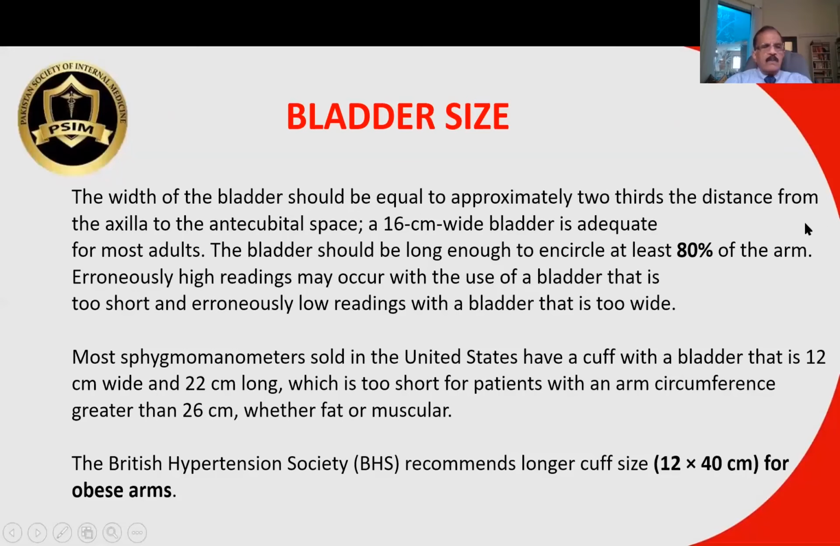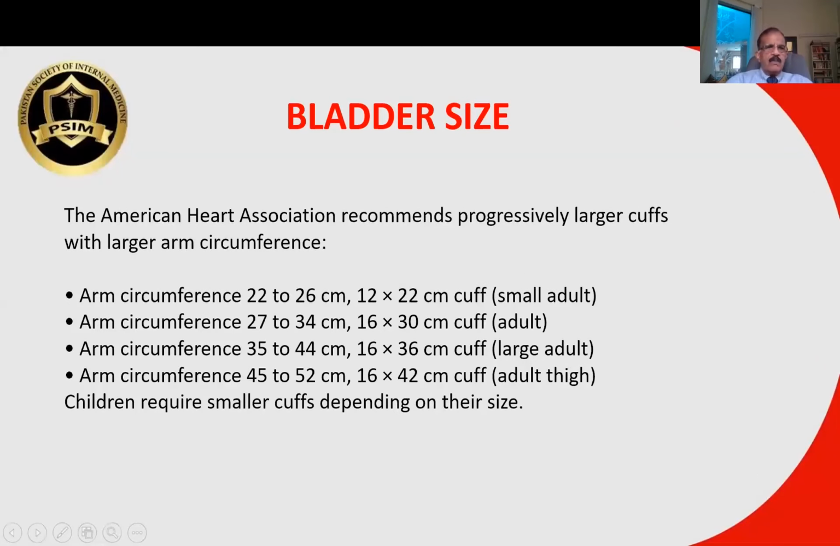Now, coming towards the bladder size, I just want to show you that the American Heart Association recommends progressively larger cuffs with larger arm circumference. In case of arm circumference 22 to 26, which is considered small adults, the cuff size is 12 into 22. These figures are very, very important to consider.